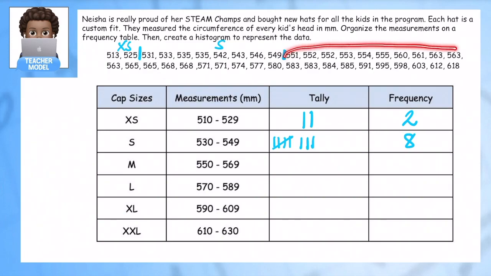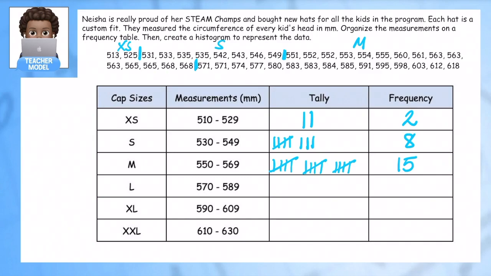569. Okay. So I'm going to stop it right there. Same thing, and so these are going to be our medium hats. Count it off. 1, 2, 3, 4, 5, 6, 7, 8, 9, 10, 11, 12, 13, 14, 15. And again, it's helpful if you just work with a partner on this.